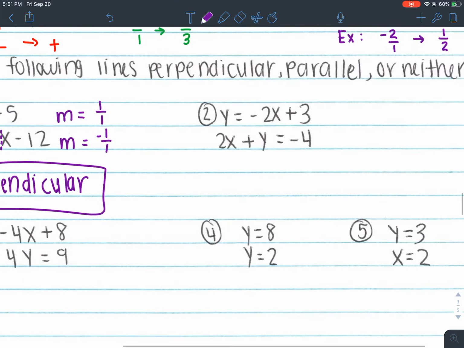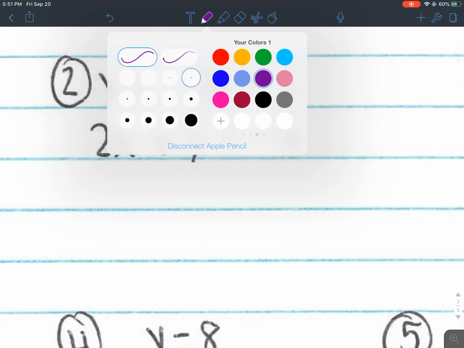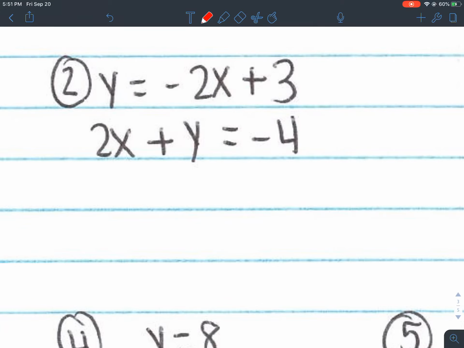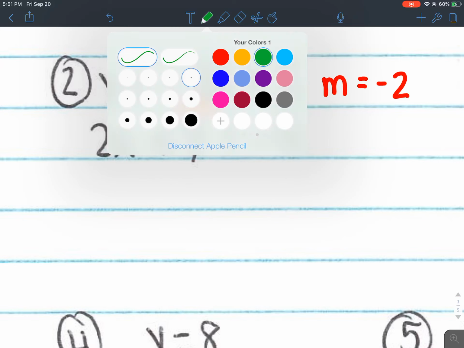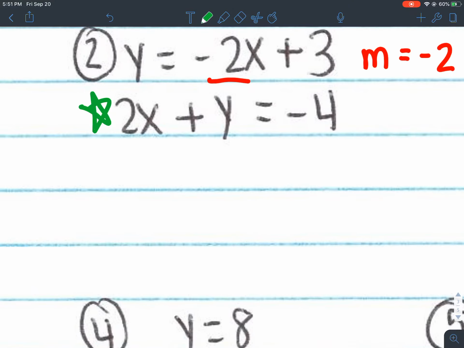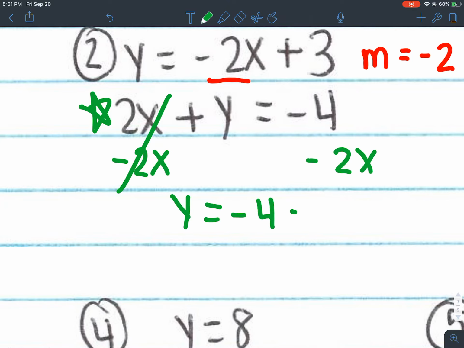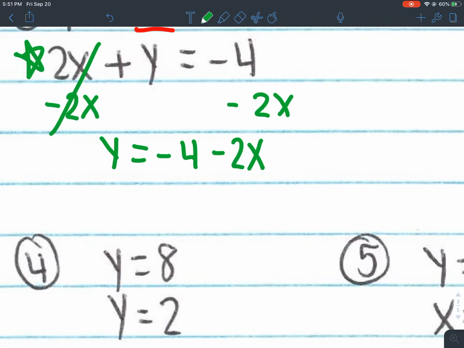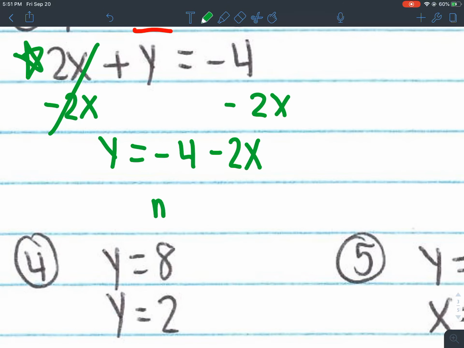All right. Number 2. Well, the first one's already in y equals mx plus b form. Our slope here is negative 2. But our second one is not in slope-intercept form yet, so I'm going to go ahead and move, and I want my y by itself. So I'm going to subtract 2x on both sides. So I have y equals negative 4 minus 2x. So my slope here is going to be negative 2.